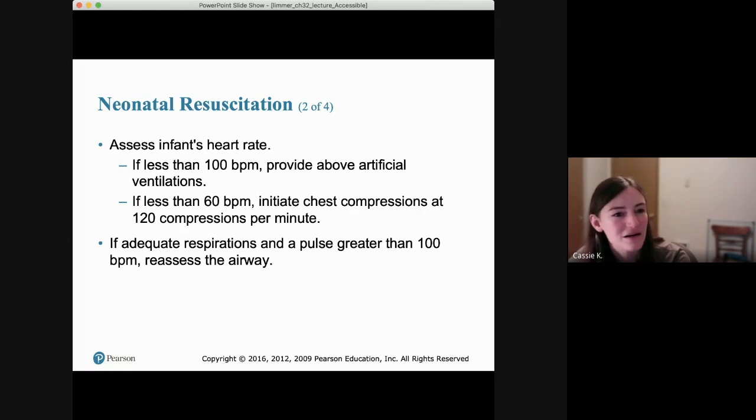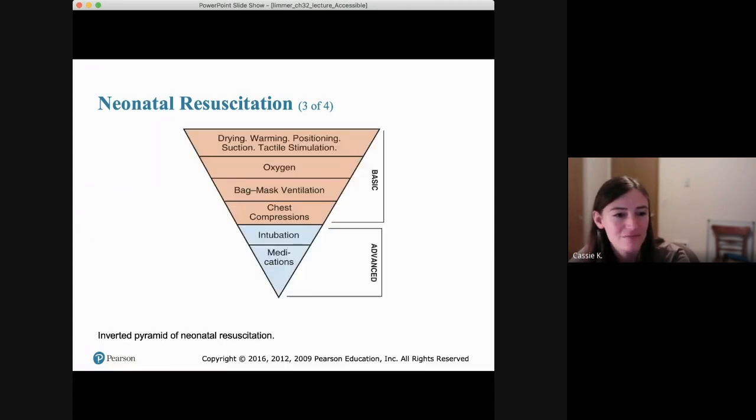We're going to assess their heart rate. If it's less than 100, you're going to provide ventilations. For adults, generally a cardiac arrest is going to be induced by a cardiac cause, say a heart attack. But for infants, it's often tied to a breathing issue. So we're going to generally try and treat a heart rate issue by breathing for them. So if their heart rate's less than 100, provide ventilations. Hopefully their heart rate comes up. If it's less than 60, we're going to start compressions. Even before they go into a true cardiac arrest, we'll start compressions. If respirations and pulse are adequate, then we'll just reassess as needed.